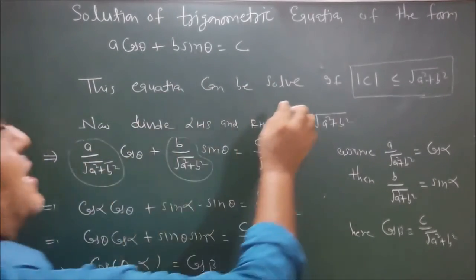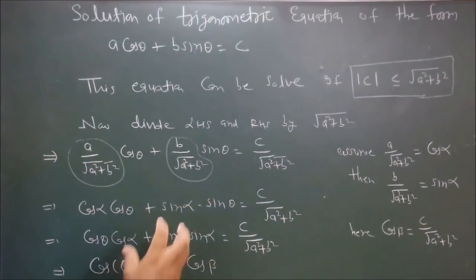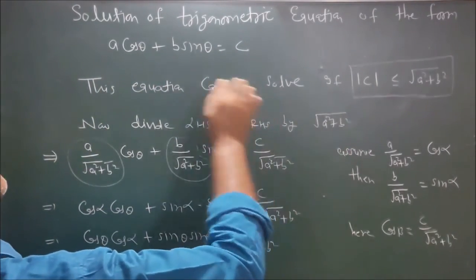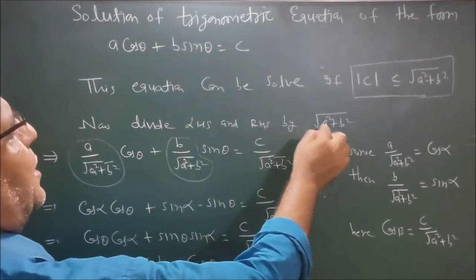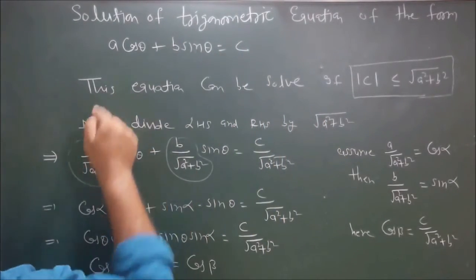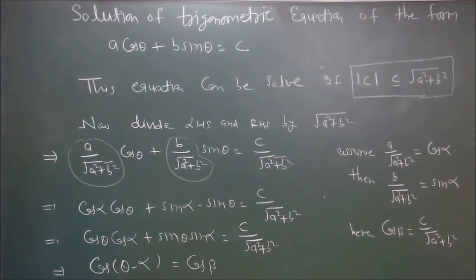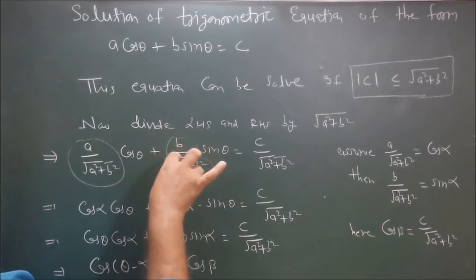So first we check that the magnitude of c is less than or equal to under root of a square plus b square. Now the solution method is that we divide both sides of the trigonometric equation by under root of a square plus b square. Here a is the coefficient of cos theta, b is the coefficient of sin theta, and c is the constant. So after dividing, the equation becomes a upon this cos theta, b upon this sin theta. Now assume a upon under root a square plus b square as cos alpha. If this value is assumed as cos alpha, then this value converts into sin alpha.